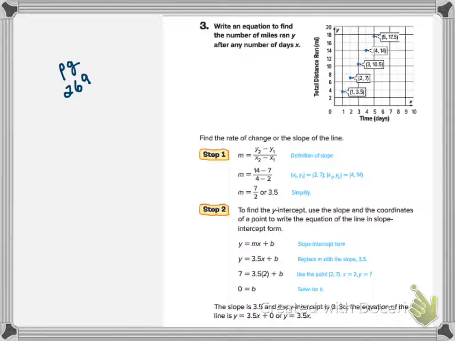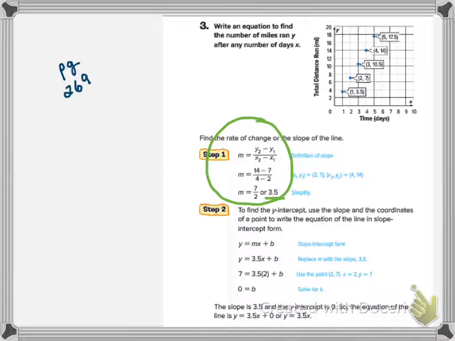Then to write an equation, we need to make sure we're finding the slope. So you can see that to find that rate of change, they're finding the slope, and they've chosen 2 points. And they subtract the y minus y, 14 minus 7, over the x minus x, or 4 minus 2. And they're getting a slope of 7/2, or 3.5.